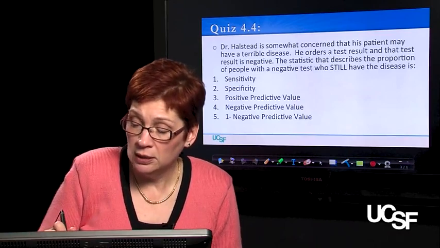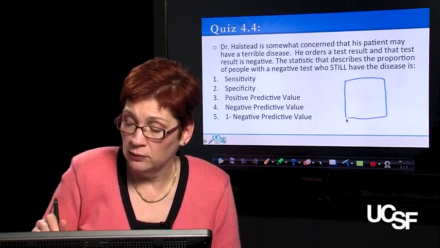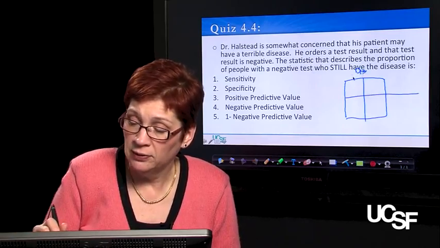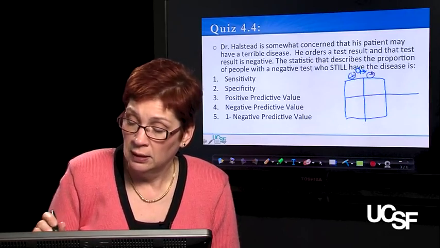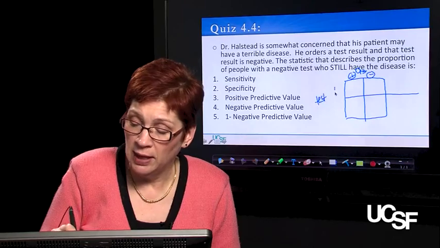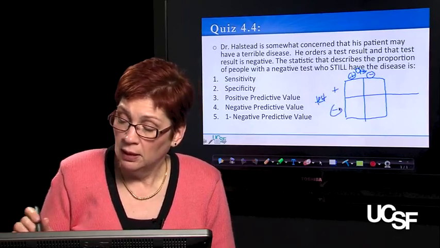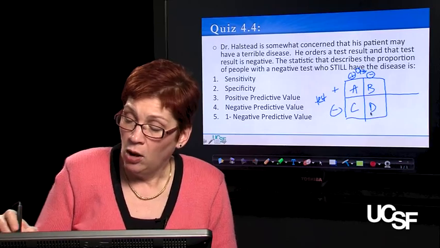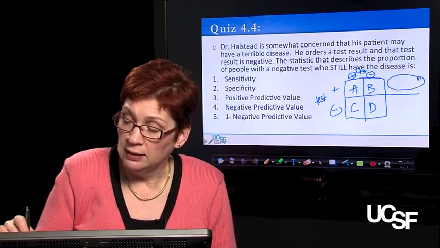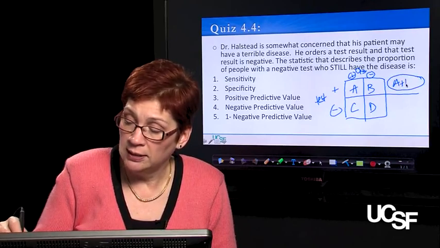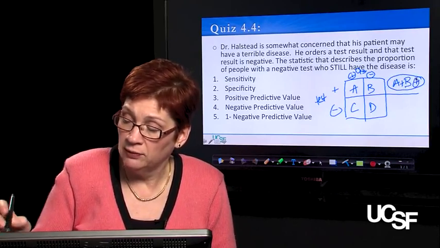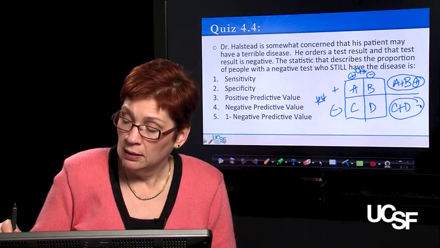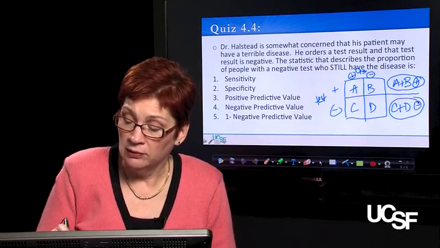Okay, so let's draw our contingency table really quickly here. Remember, disease, positive or negative, and this is test, positive or negative. Our convention is this is A, B, C, and D. All who test positive are in this summative quadrant. That's A plus B. That's all who test positive. All who test negative are in C plus D. Those are all who test negative.